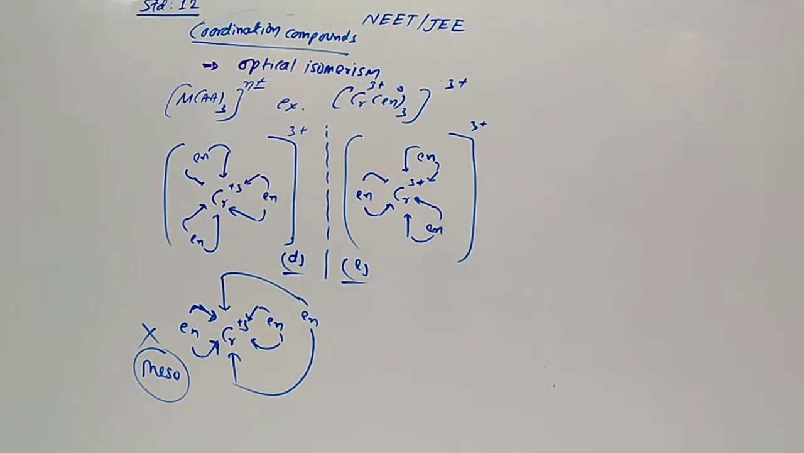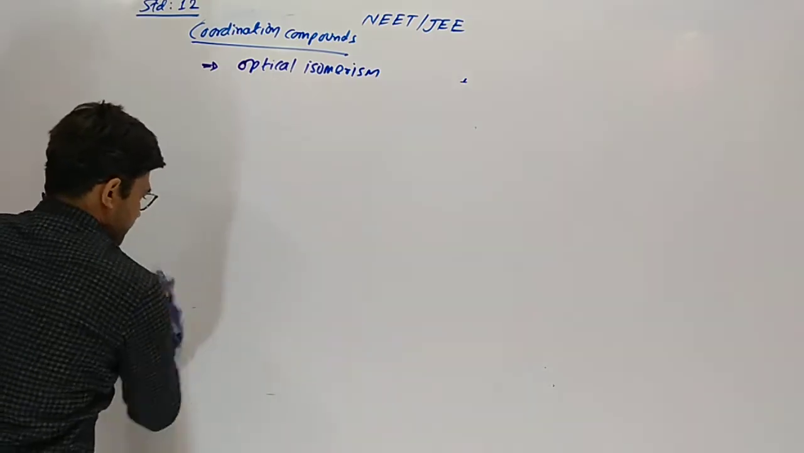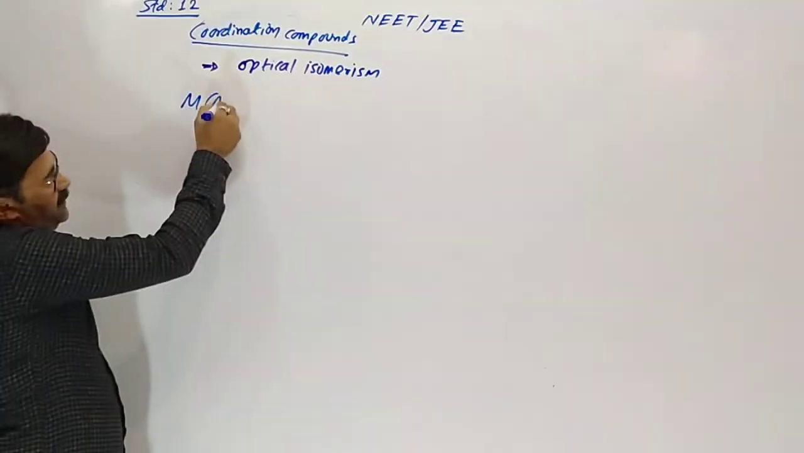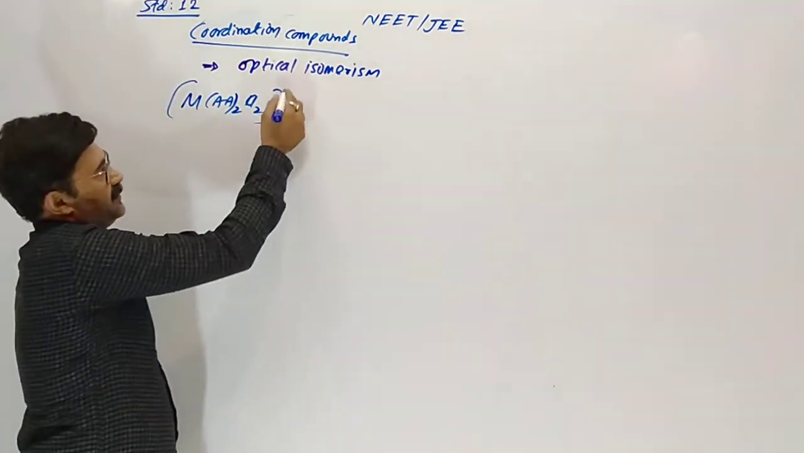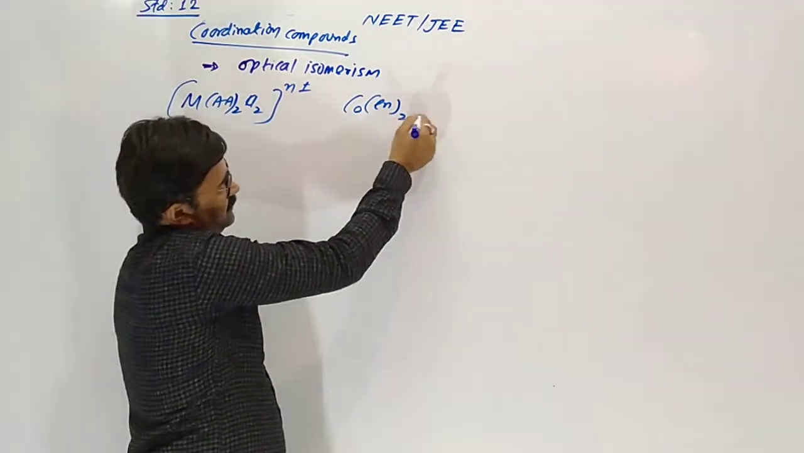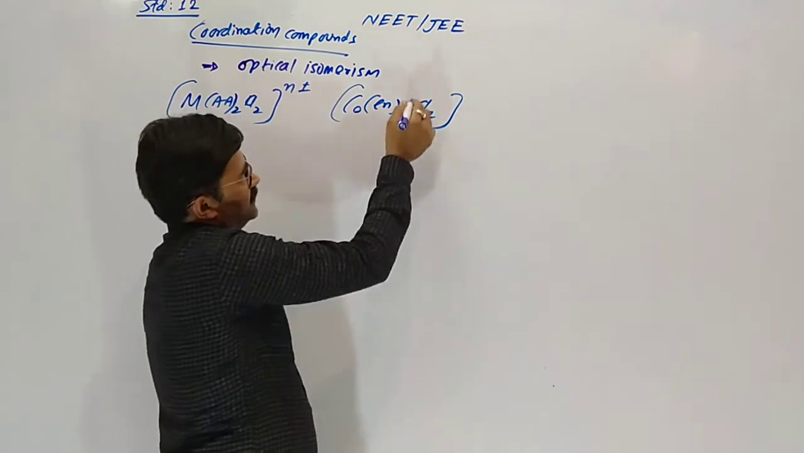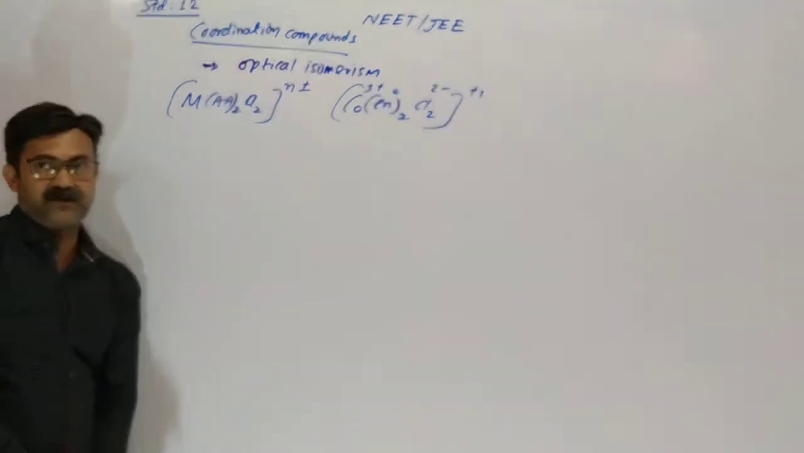Now what about MAA twice, A2, and the charge is plus or minus n. Example of it, cobalt with 2 en and 2 chlorido. Here minus 2, plus 3, 0, so here the charge is plus 1.